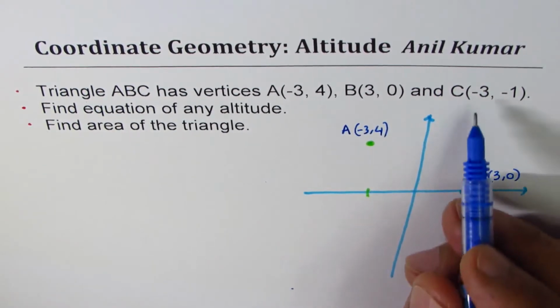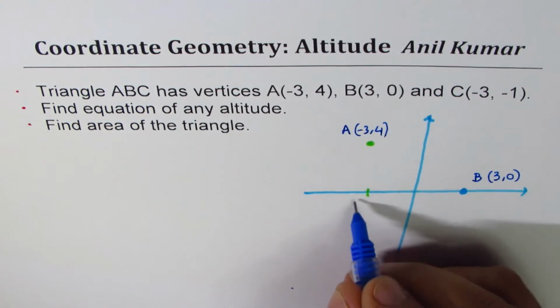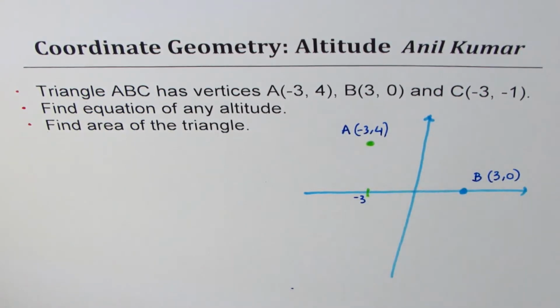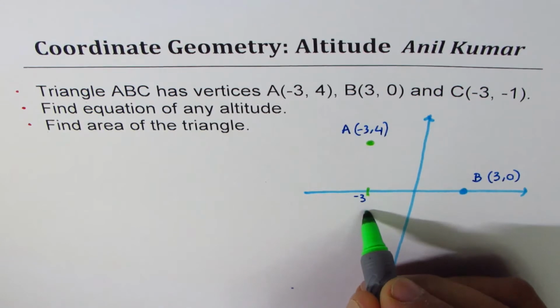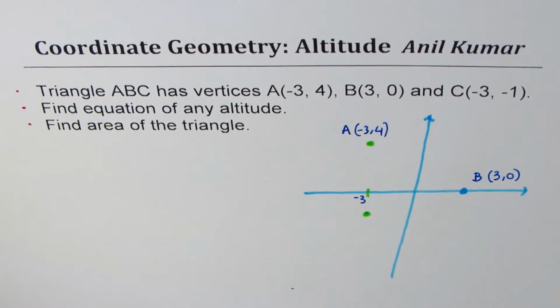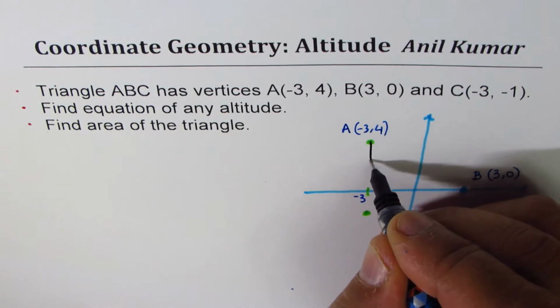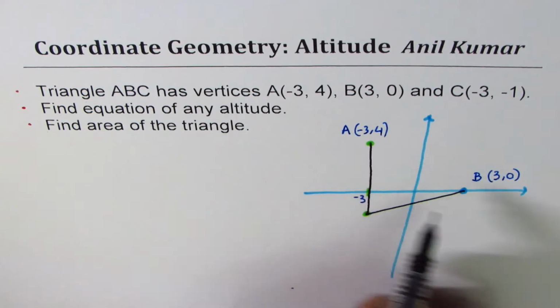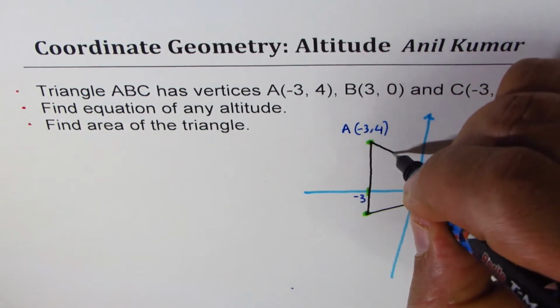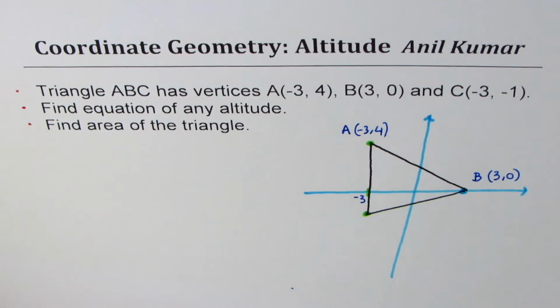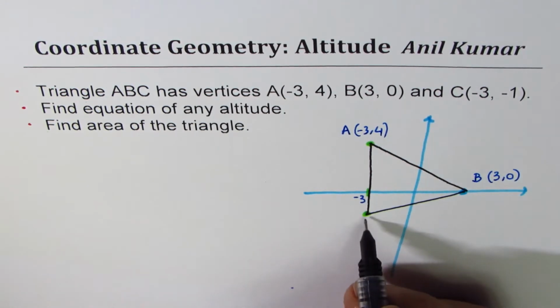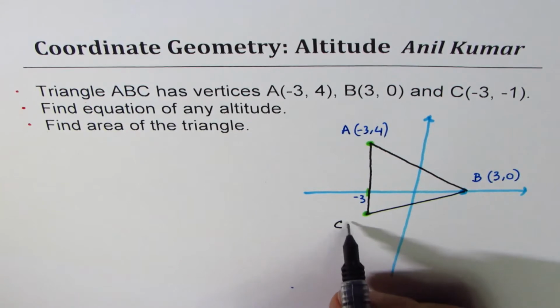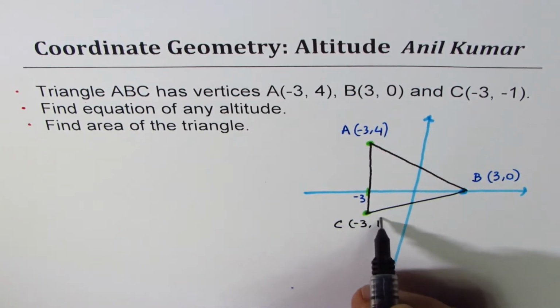Now C is -3, 1. So this is -3 for us. 1 means, let this be here, right? So 1. Now if you connect these points, what do you get? You get a triangle, of course, right? So let me just connect them. So that's the triangle we'll work with. Now do you observe something here? This point is C for us, which is -3, 1.